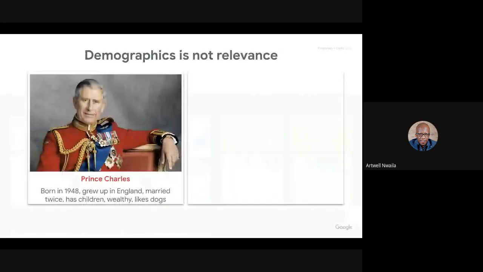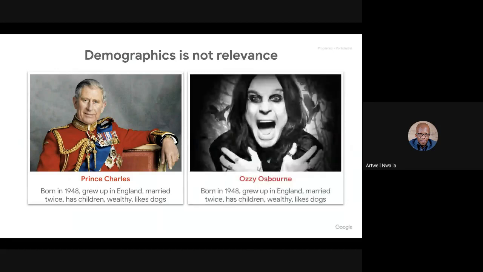So let's look at what relevance is not, right? A good example is this person here. We all know who he is. He's Prince Charles. He was born in 1948. He grew up in England. He's married twice, has children, is wealthy, and loves dogs. So when we look at demographics, this is what we might clash into. Here's another person. His name is Ozzy Osbourne. He was born in 1948, grew up in England, married. So this is what demographics is. This is not relevance, right?